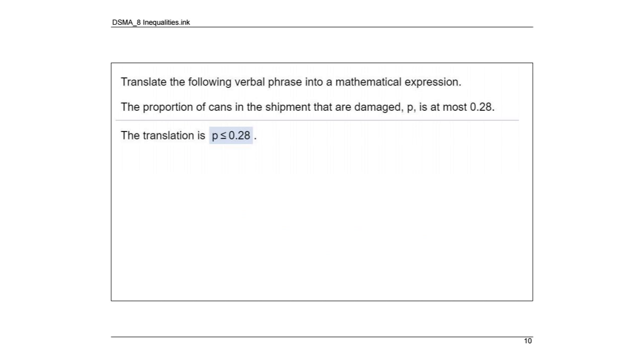The proportion of cans in a shipment that are damaged, P, so my variable's P, is at most 0.28. So at most is the one I have to think about. We have 0.28. At most means that that's the largest number I can have, right? I can have all the numbers less than that, but I cannot have any numbers larger than 0.28. I'm going to use a less than or equal to, and then make sure my variable is correct with the P.